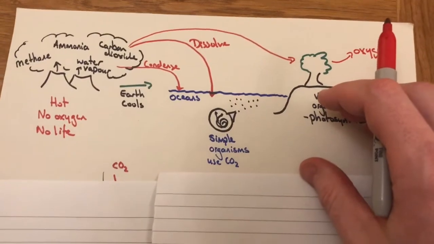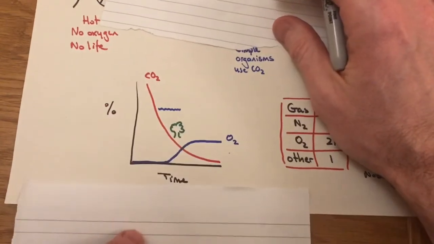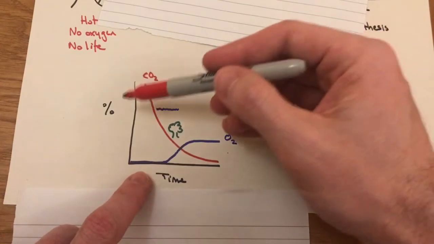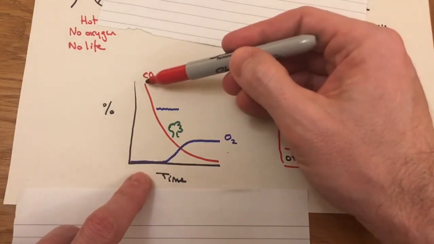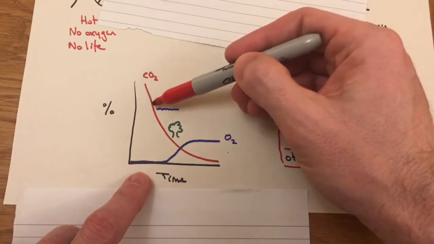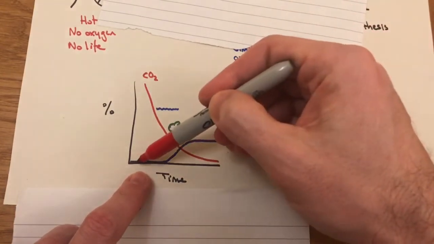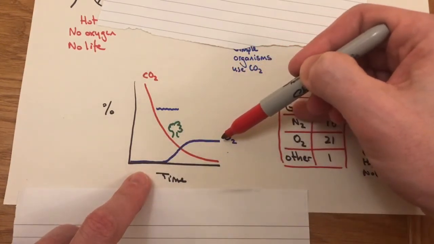If we were to do this as a little graph to show you as a timeline, here's my little graph. We've got time, going back through time up to present day, and it's just a percentage of these two gases. So the carbon dioxide starts off very high, and then drops rapidly to quite low levels. The oxygen is none at all, and then starts to increase to higher levels.